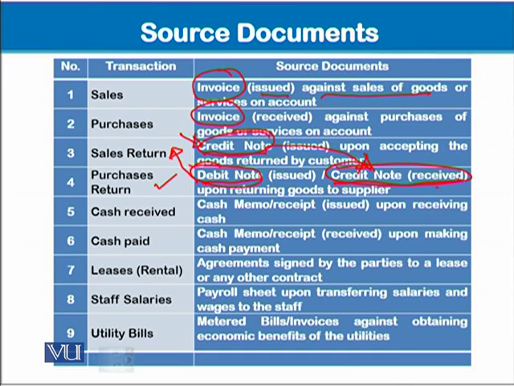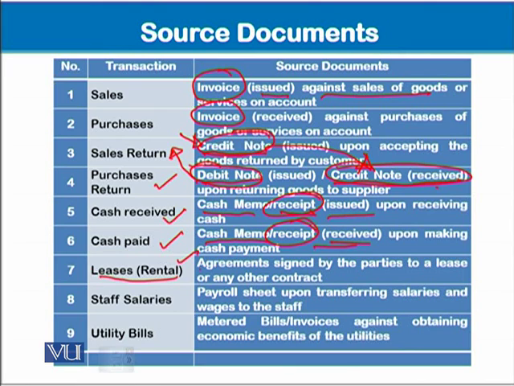And when we are having cash receipts with us, cash memo or receipt is the supporting document or the source document for this transaction. For cash payment, the person who is making payment will be receiving the same cash memo or receipt. The person who is receiving will be issuing this cash memo, and the person who is making payment will be receiving this receipt.